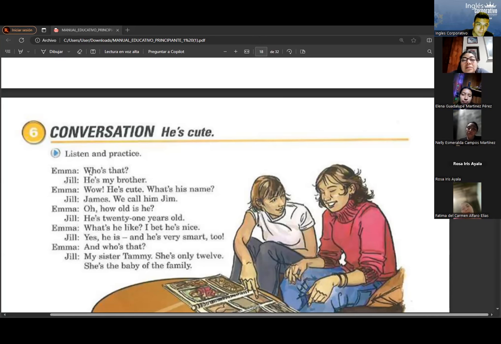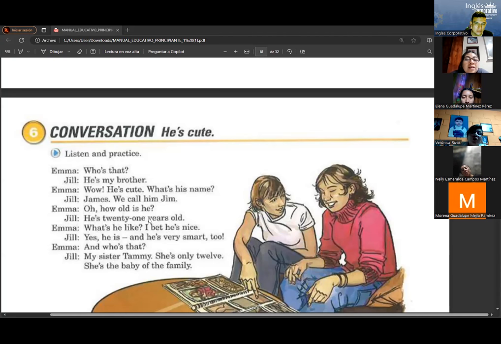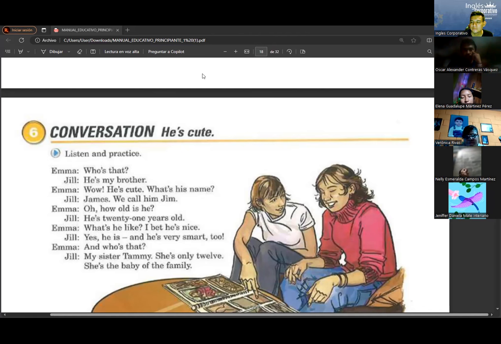Muy bien, una vez más. Who's that? He's my brother. Wow, he's cute. What's his name? James. We call him Jim. How old is he? He's 21 years old. What's he like? I bet he's nice. Yes, he is, and he's very smart too.